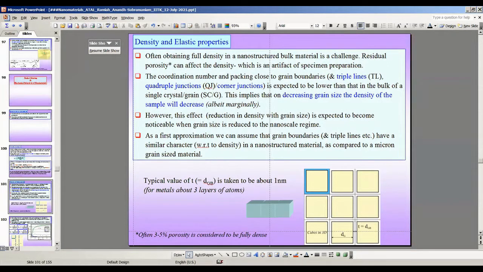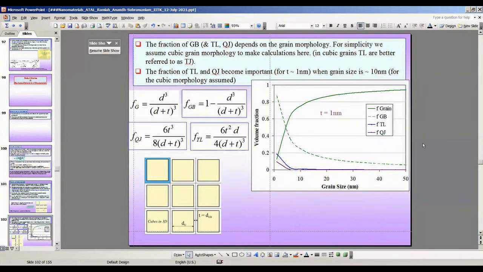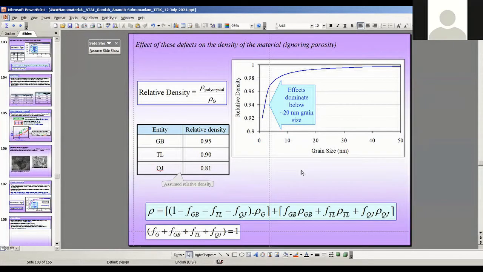Here, what do I see? I would note that the density is locally altered. That means the grain boundary has lower density because it has a lower coordination number as compared to the bulk. And therefore, when I go to smaller and smaller sizes, the volume fraction of these defects increases. That means I go to 10 nanometer, I find that the volume fraction of grain boundaries, triple lines, etc. increases. And this means that my relative density decreases purely because I have a polycrystalline material.